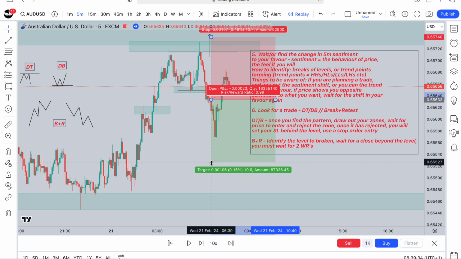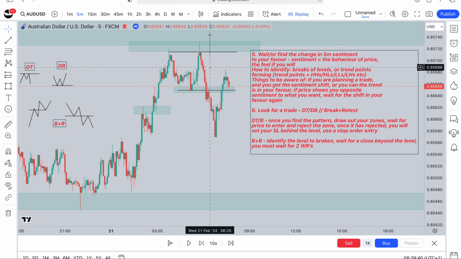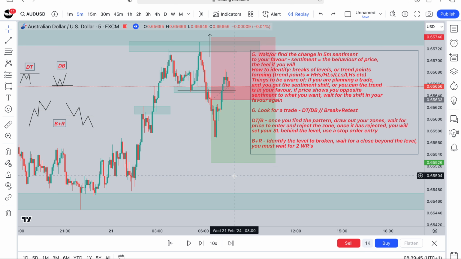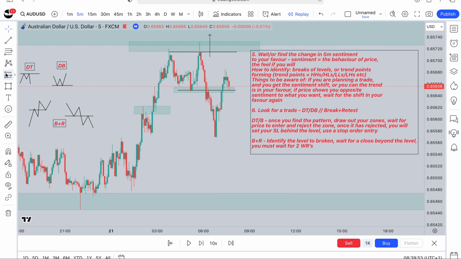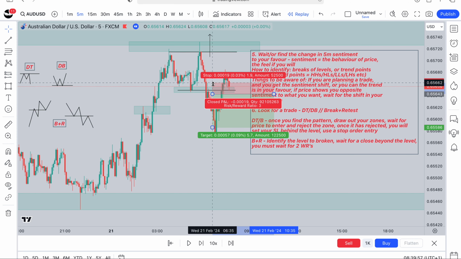If you wanted to see if you can get a nice 1-to-1 at the key level, by all means, go ahead and do it. But I personally wouldn't have taken the trade like that, because I want to get a little bit more than 1-to-1. I always go for 1-to-2s or 1-to-3s. So this isn't going to fit my criteria. To get a trade with really good risk to reward, I'm going to have to put my stop loss below here.